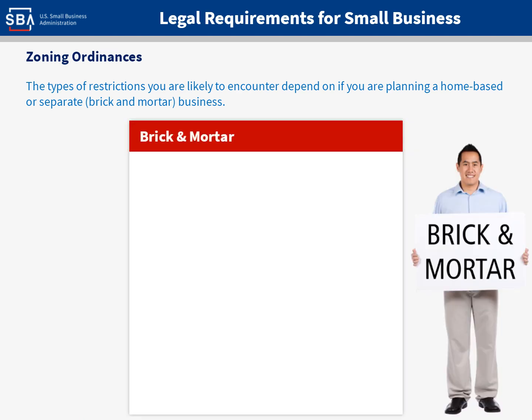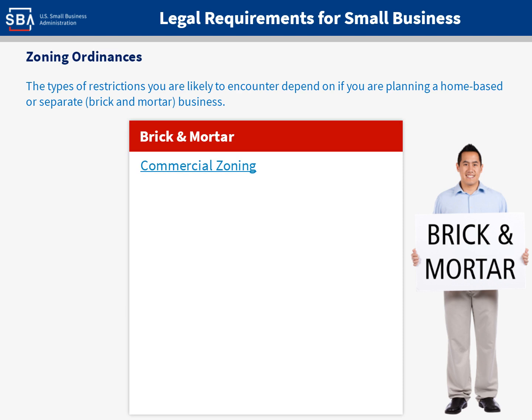Brick and mortar is a traditional physical building specifically used for your business or operation. A brick and mortar business will normally be located in a commercial zone, which typically has fewer restrictions than a residential area. However, there are different types of commercial zones. Make sure your business fits into the property limitations. Brick and mortar businesses fall under two general zoning classifications: commercial and industrial.